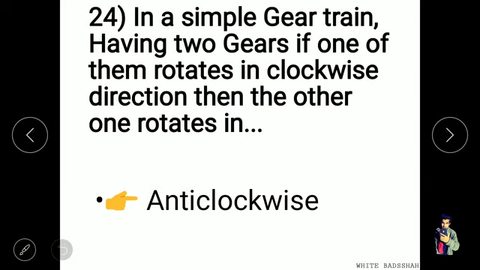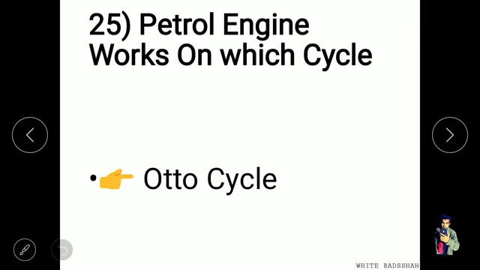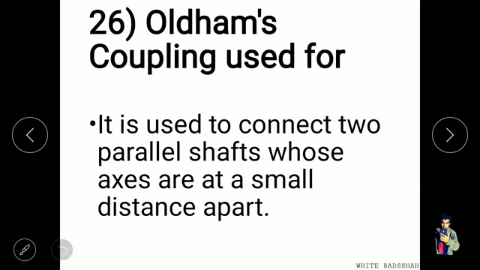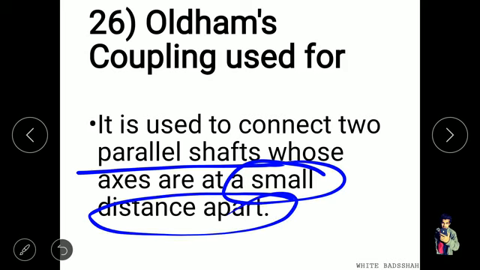Now, in a simple gear train having two gears, if one of them rotates in the clockwise direction, then the other rotates in the anti-clockwise direction. A petrol engine works on which cycle? It is the Otto cycle. Oldham's coupling is used to connect two parallel shafts whose axes are a small distance apart, so where small misalignment is present, Oldham's coupling is used.